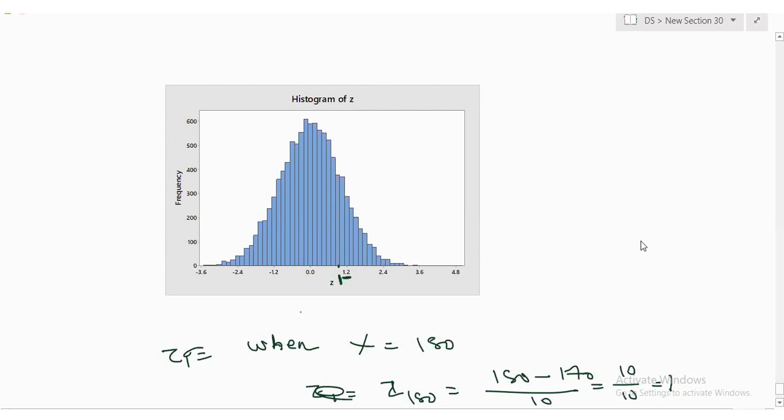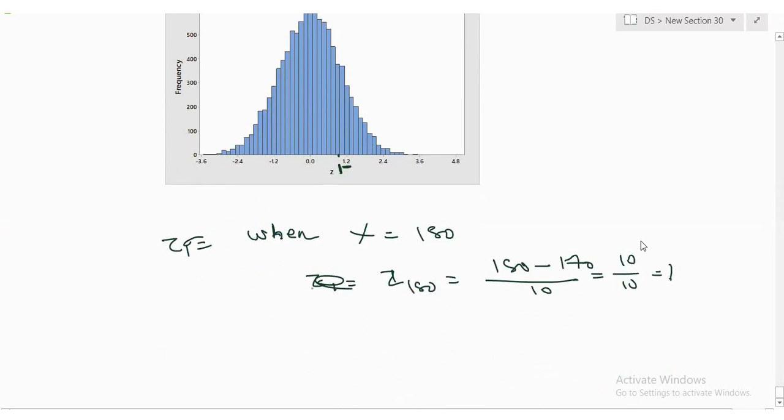180 corresponds to 1, right? You guys are understanding what I'm saying, guys? Okay. Now Z. Another one is how much? 192. 190 or 192? Let's take 190. So how much is this? 190 minus 170 divided by 10 only, which is equivalent to 2.